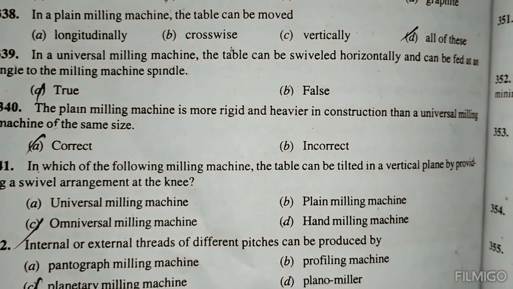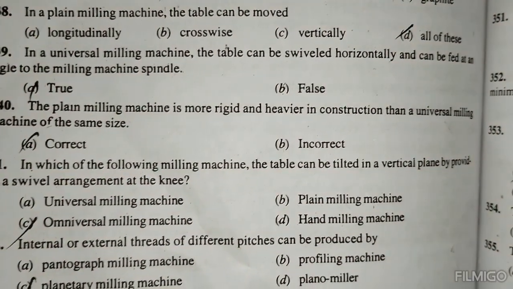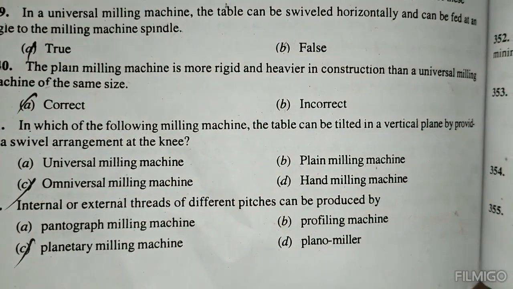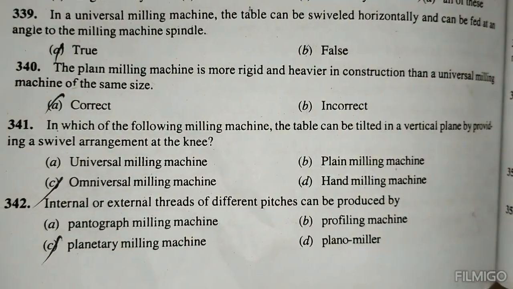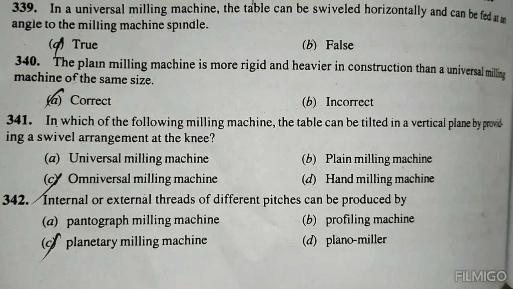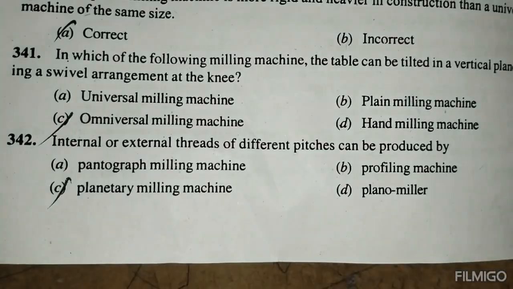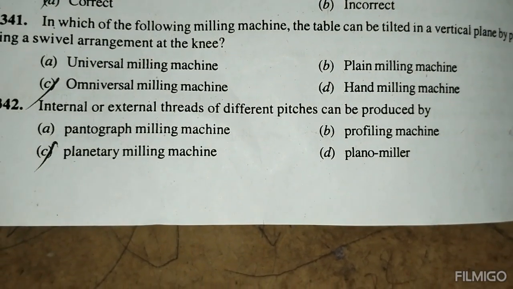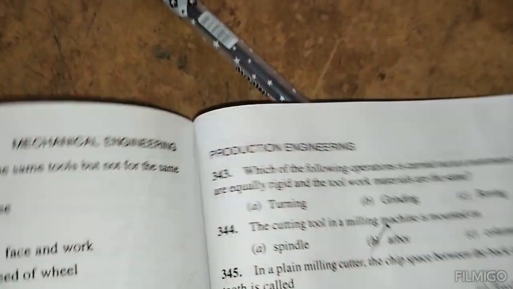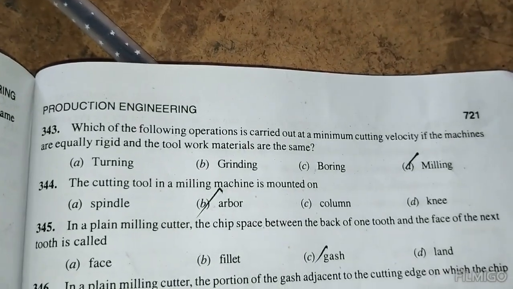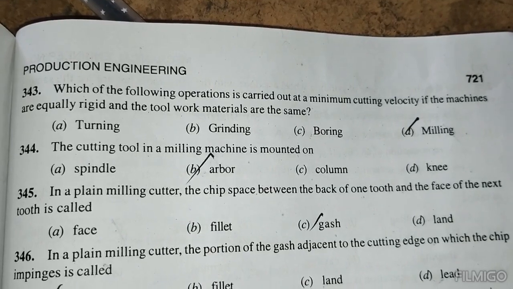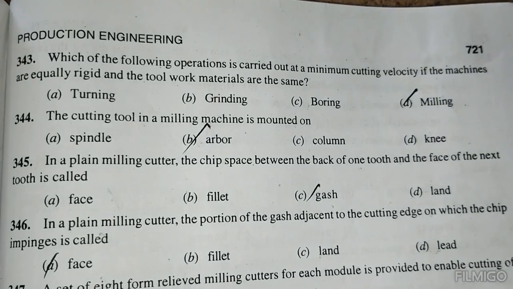In a universal milling machine, the table can be swiveled horizontally at an angle. True. The plain milling machine is of more rigid and heavier construction than the universal milling machine of the same size, correct? In which of the following milling machines can the table be tilted in a vertical plane? The omniversal milling machine provides a swivel arrangement. Internal or external threads of different pitches can be produced by a planetary milling machine. Which of the following operations is carried out at minimum cutting velocity, when the machines are equally rigid and the tool and work material are the same as in milling?